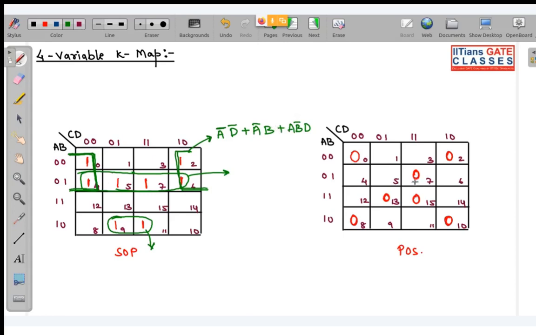Now look for this POS. See, what can I do? I can make a group of 2, something like this. This will be one group. This will be one group. Okay, group 1. This is your group 2. This is your group 3. And this one is your group 4. Okay, group 4. How many of you got this?